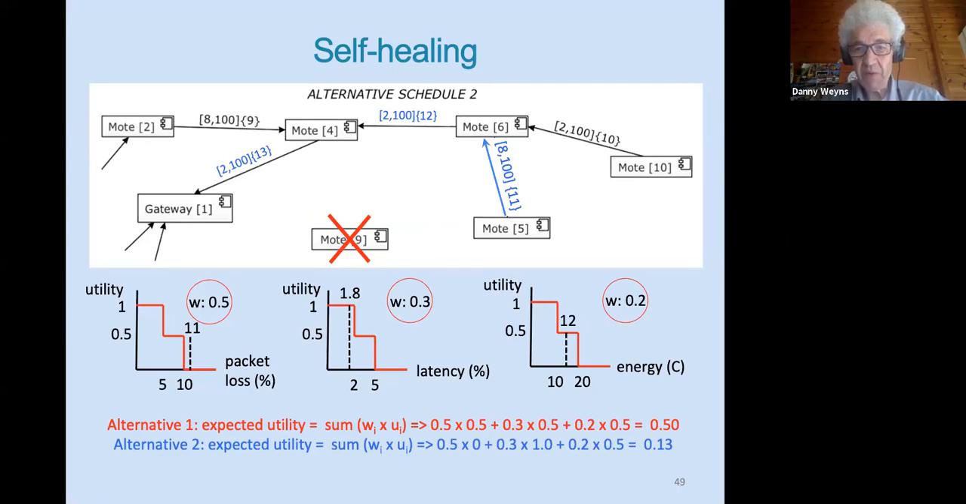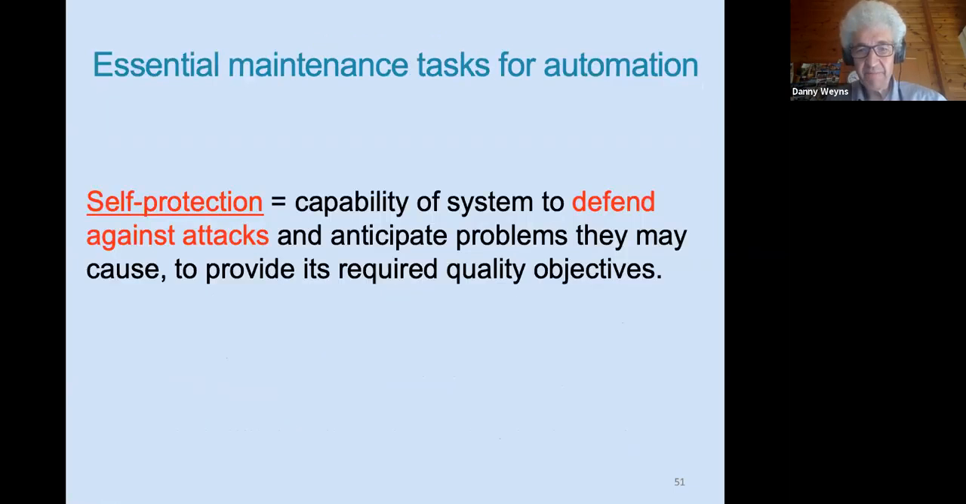We need less power because maybe the mode is closer and we don't need to set the power so high. And here again, we can compute the expected utility, and you see the expected utility for this configuration is 0.13. Now in this case, if these are the only two options we would consider, we would take the first one because it gives us the highest utility.